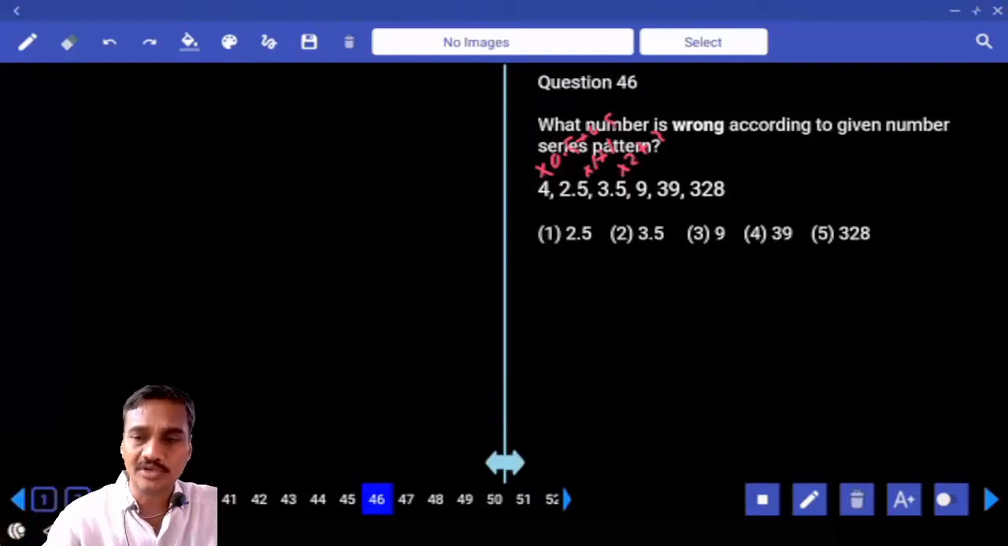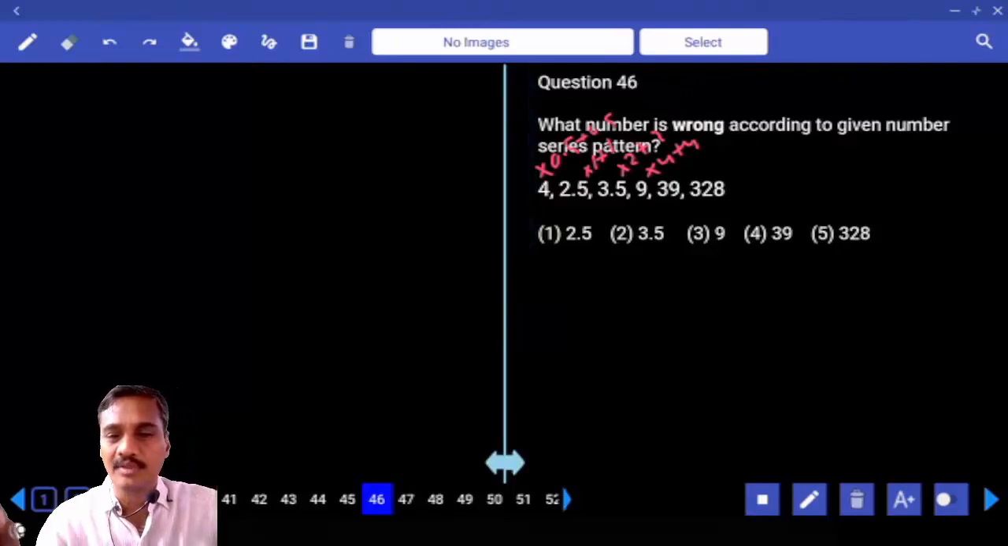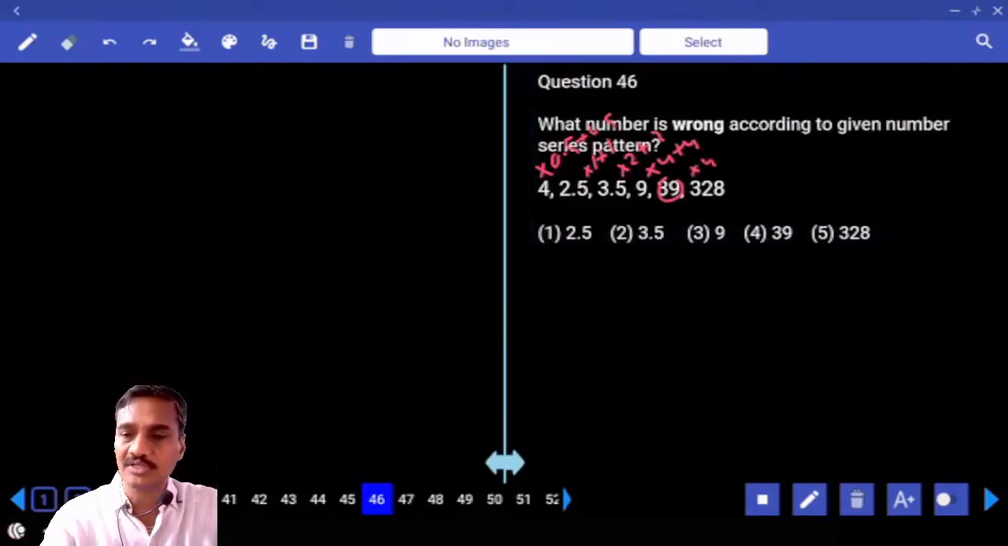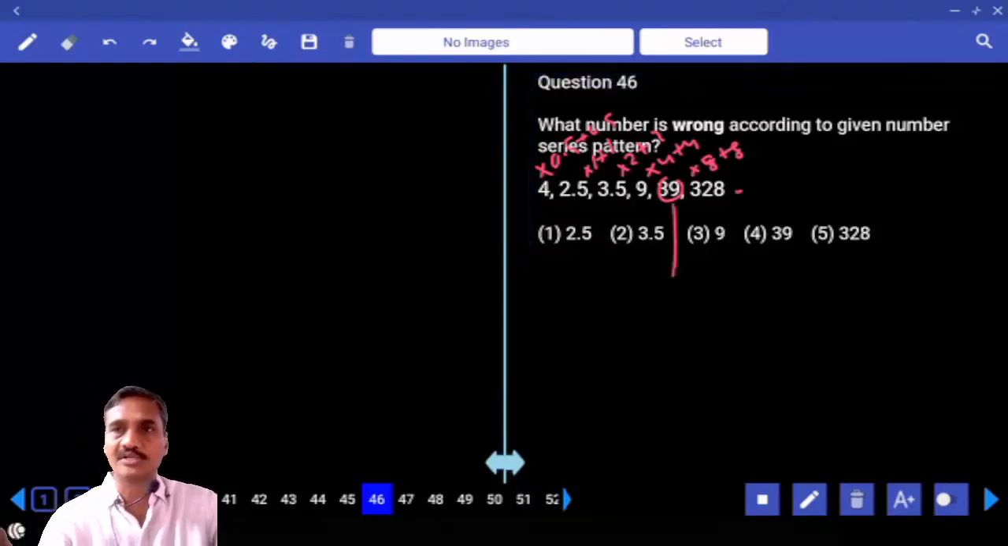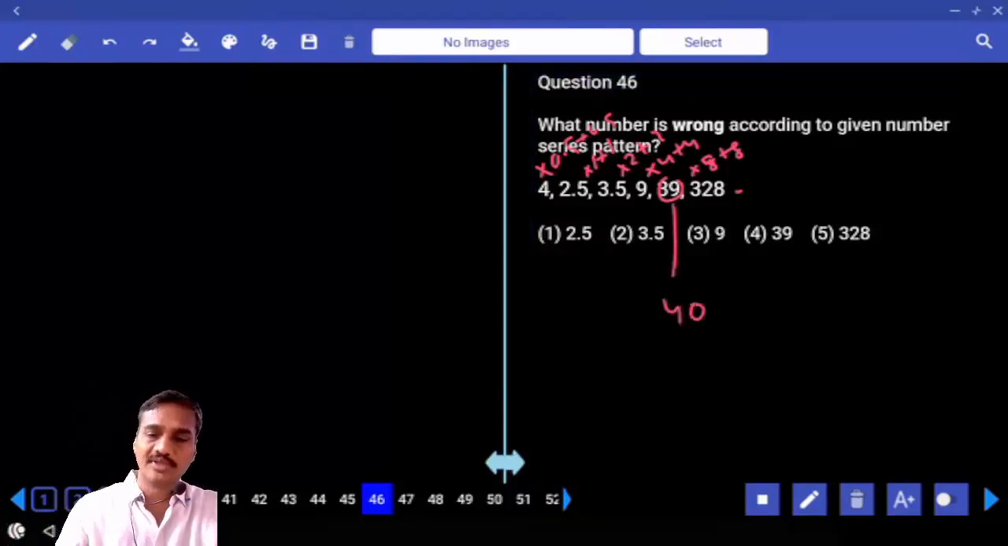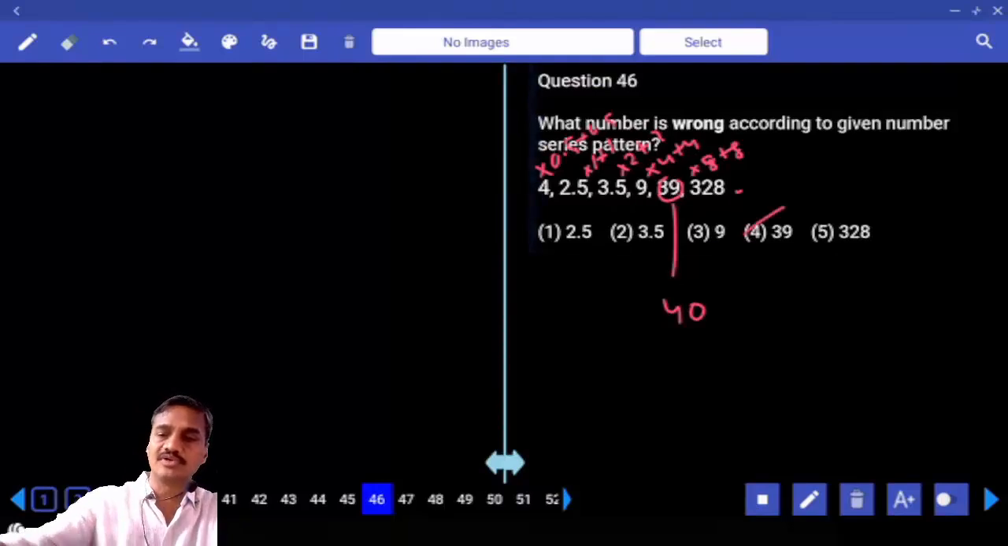2 into 2, what should it be? 4. 9 into 4 plus 4, what should we get? 40. And next one, 40 into 8 plus 8. 40 into 8 is 320, plus 8 is 328, it fits. Hence, what is the wrong number? 39. What is the correct number? 40. Hence, choice 4, question number 46.